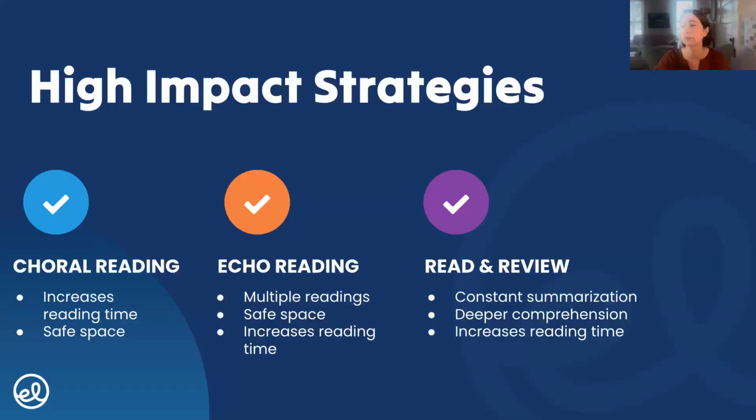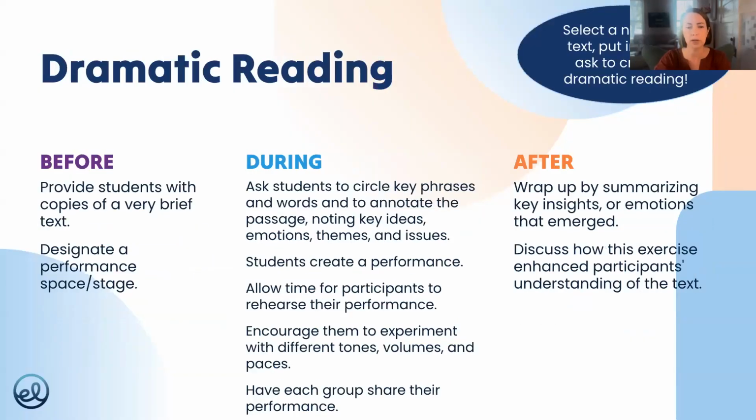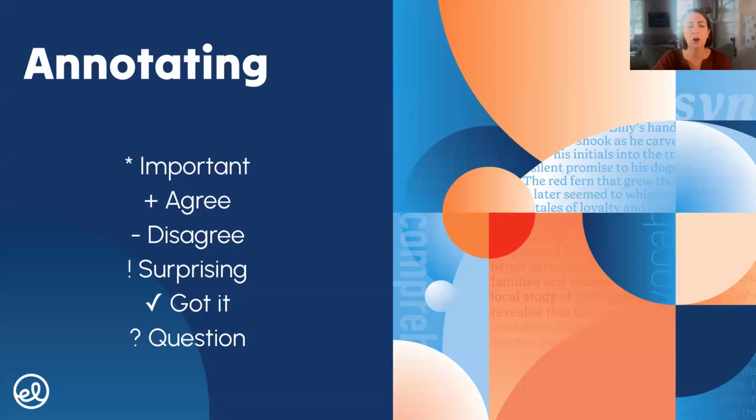That's why that's effective. And then how do we make something a dramatic reading? We can pop anything into AI and say, make this a play for 3 people or 4 people. And that's how we can get in some prosody practice. And then I introduced our annotation coding system.